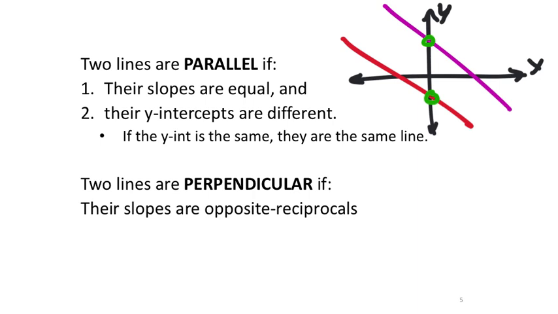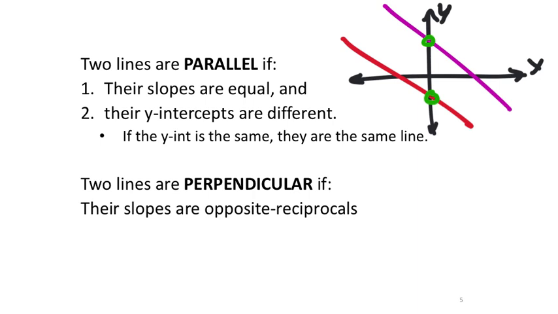Which, if they are parallel, they should be. If for some reason the y-intercepts were the same, it would just be a line drawn on top of the other line, and you would have one line twice. Which may happen. Maybe not in this section, but it may happen.